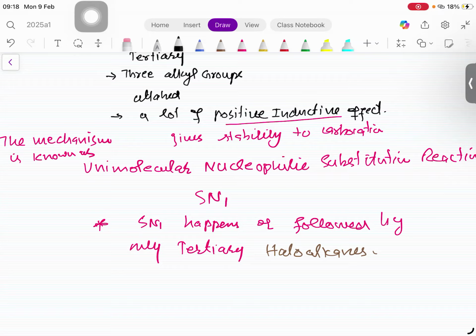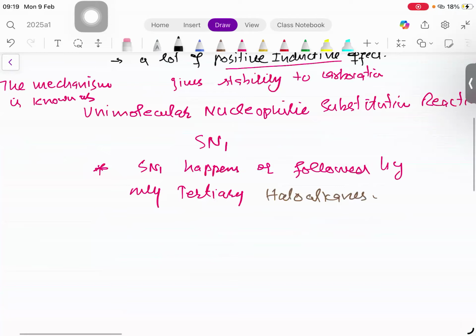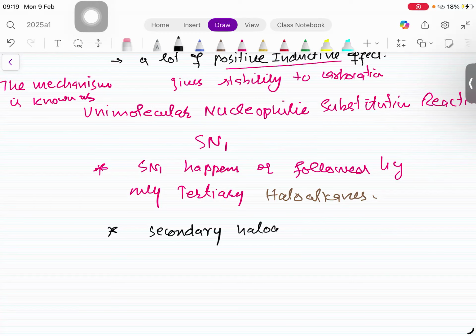Right? Secondary, at times they can undergo because they give stability, but it depends on certain factors which we will not discuss. So secondary may undergo, but they are not part of our syllabus. What are the factors which we will have to increase to give this? I'll explain in the next part. Just give me a minute. Secondary haloalkanes may undergo SN1.